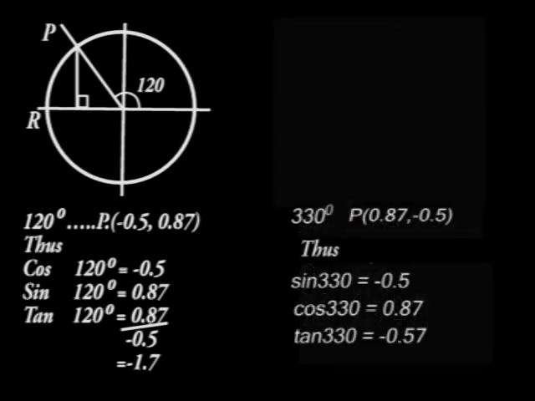Use the unit circle to construct an angle of 330. Take the coordinates at P and you will find that P will be 0.87, minus 0.5. Hence we shall have sin 330 is minus 0.5, cos 330 is 0.87, and tan 330 is minus 0.57.